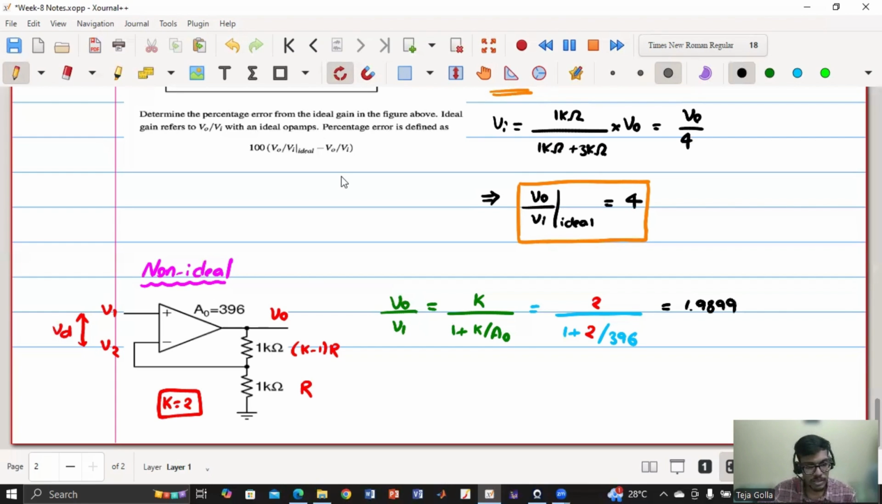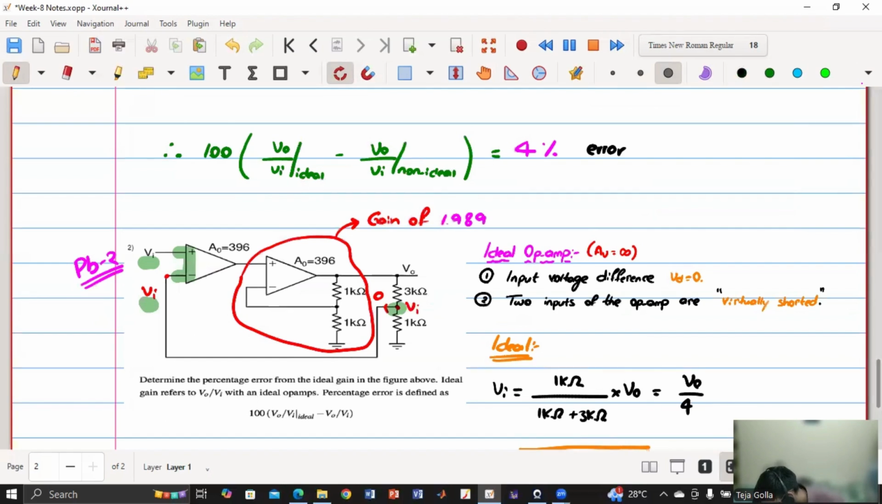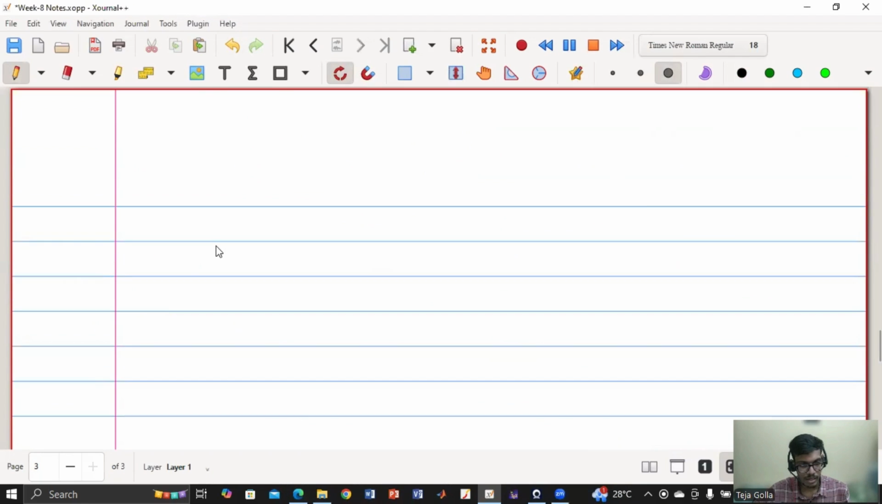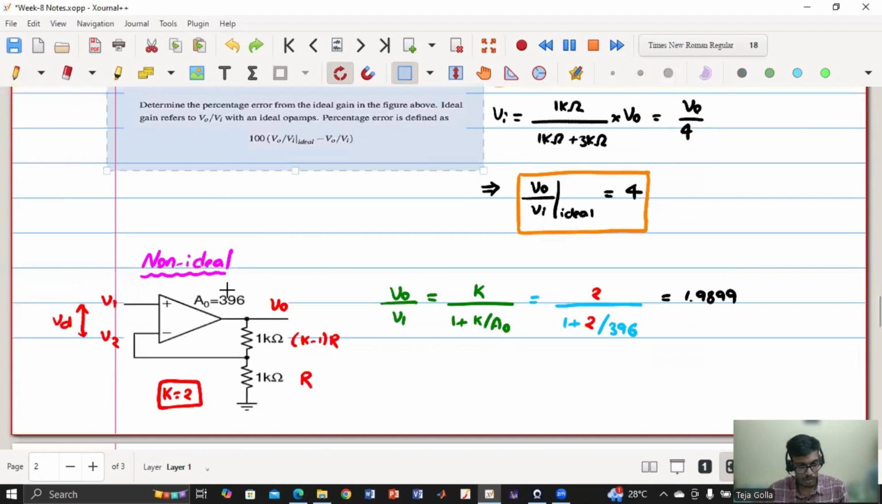So now what happens is the entire circuit inside this can be replaced by a gain of 1.9899. Right? Because I have calculated the gain of the internal circuit is 1.9899. So let me just use this circuit and let us see what I'm trying to say.